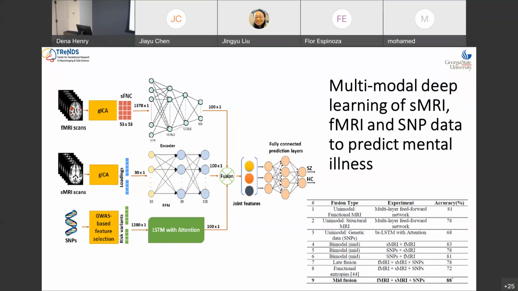We first get the brain components out, and for each brain region the gray matter density is the feature input. Then we use encoder models to find the feature representations. Then there's the SNP data: based on the GWAS results we select the top or promising SNPs. Then, based on the sequence input, we build the attention model. This is another data series, using recurrent models.